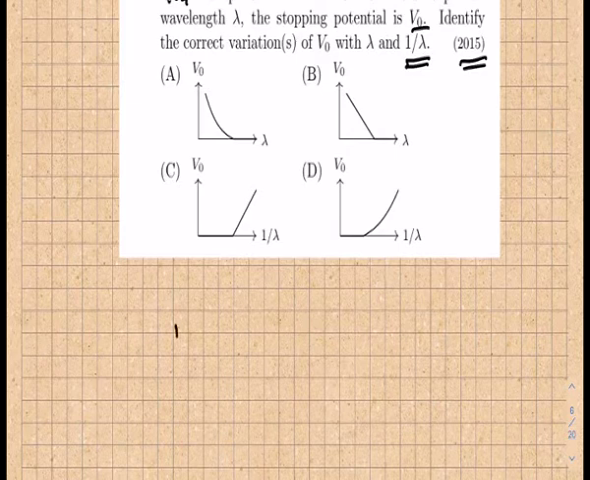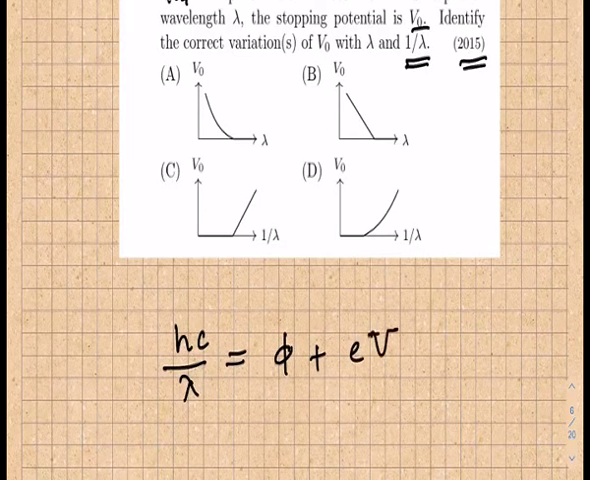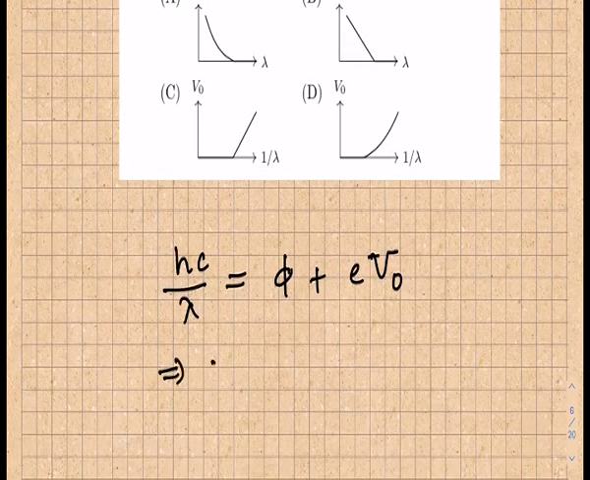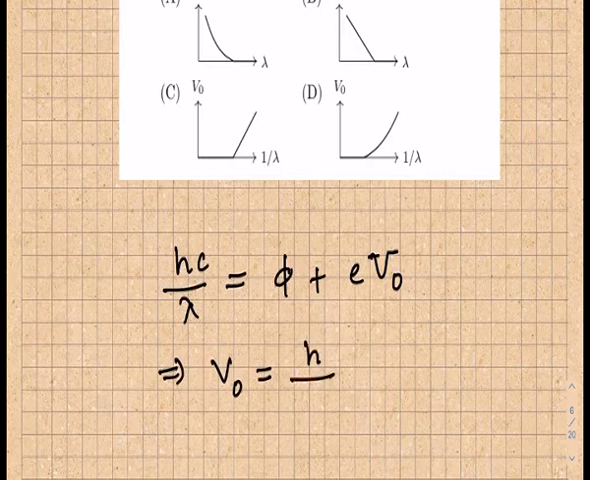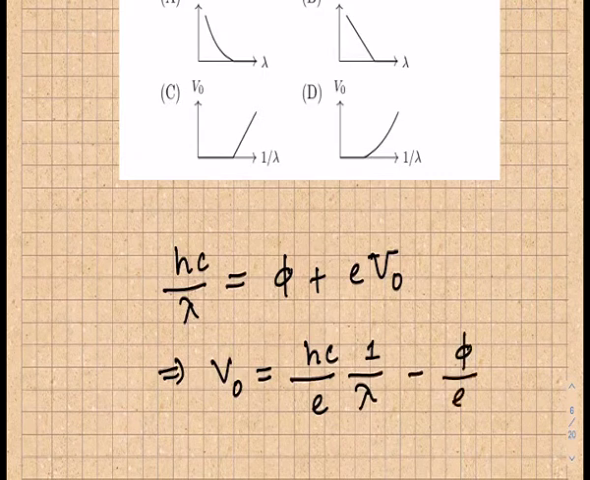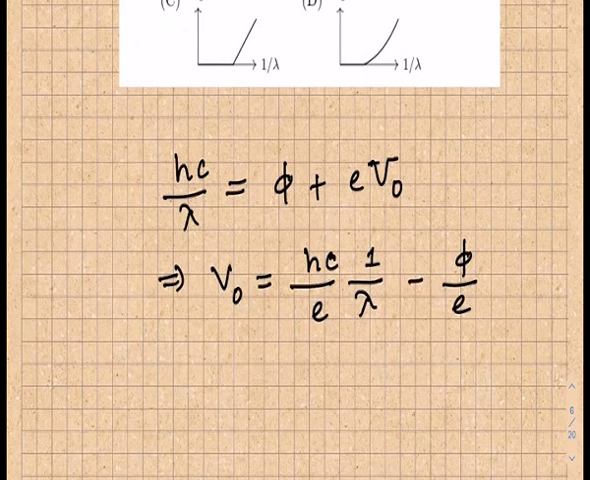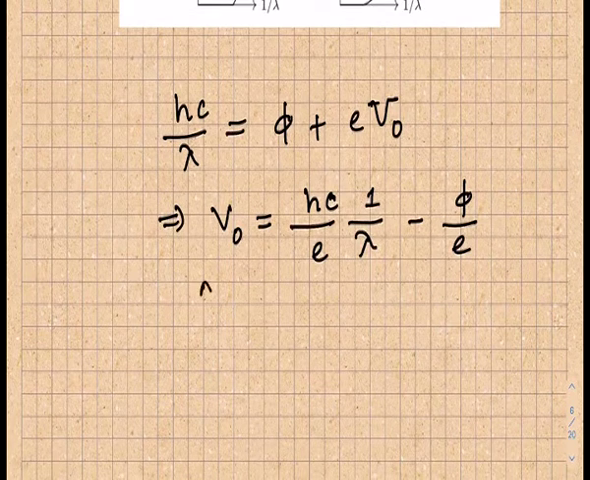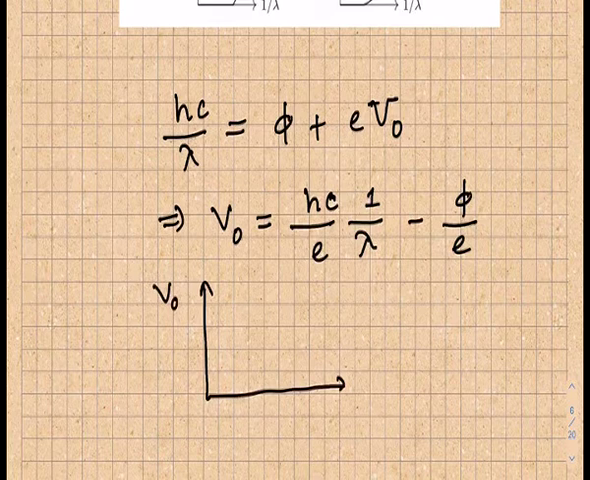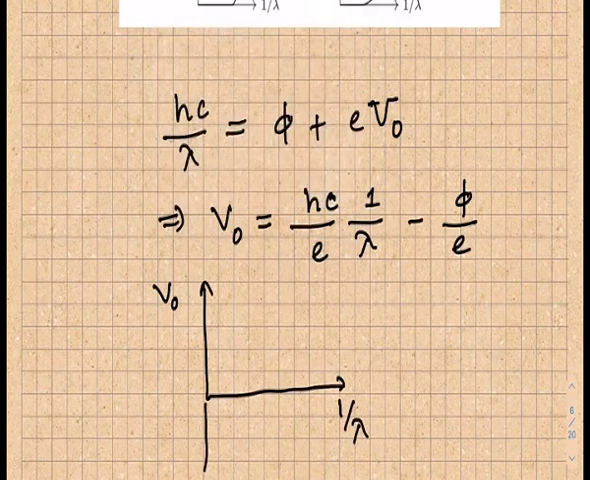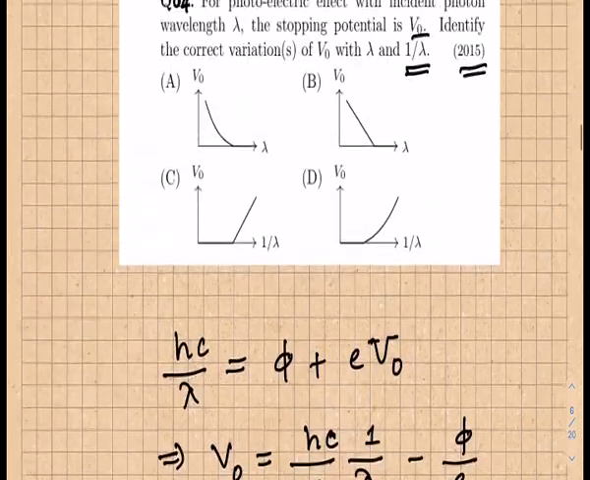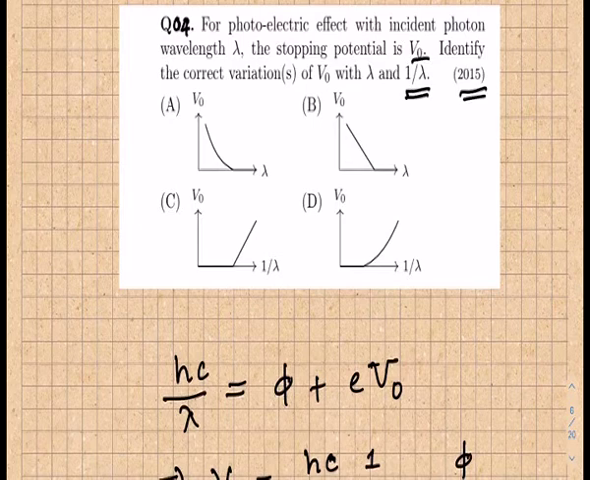This was asked in 2015 JEE. Here the question is that hc by lambda is equal to the work function plus eV0. This is what you have to utilize. You can write this equation as V0 is equal to hc by e times 1 by lambda, and then minus phi by e. So if I take V0 as my y-axis and 1 by lambda as my x-axis, I can get a straight line of this type. So option C is the correct one.